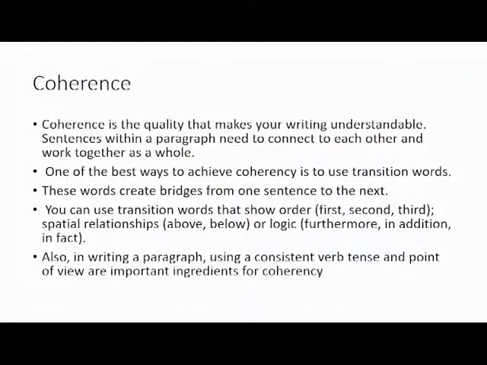And then we have coherence, another element of paragraph writing. We say coherence is the quality that makes your writing understandable. Sentences within a paragraph need to connect to each other and work together as a whole. So how do we achieve this? We achieve it by using transitions, or what we call cohesive devices.